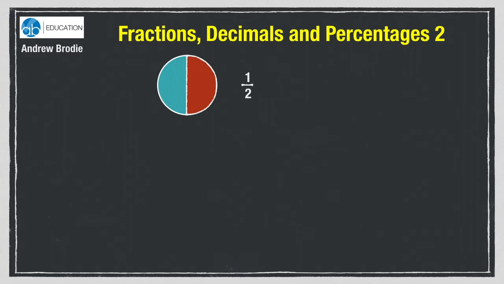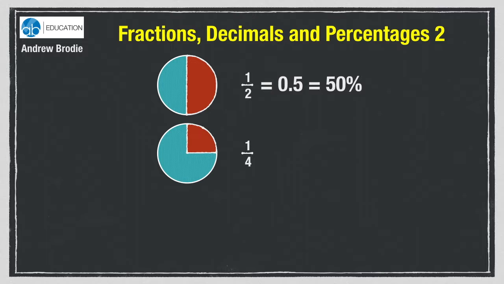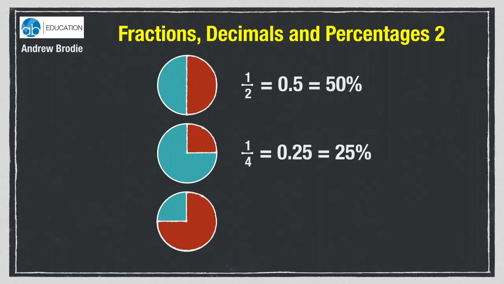You will remember that a half is worth the same as 0.5 and the same as 50%. A quarter is worth the same as 0.25 or 25%. 3/4 is the same value as 0.75 or 75%.